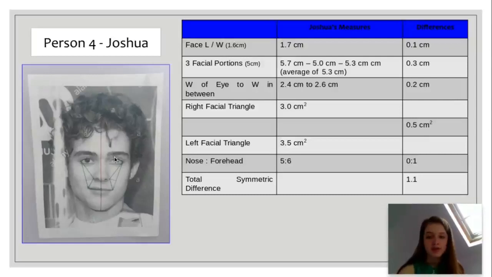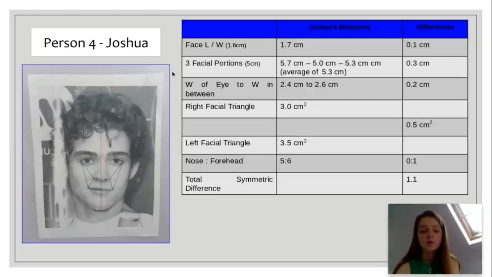So this is the last face I tested. So the first increment, face length divided by width, he had a 1.7 and the real measure was 1.6. So we had a difference of 0.1 centimeters. He had an average of 5.3 centimeters for the 3 facial portions when the real handbook value was 5. So that gave us a 0.3 centimeter difference.